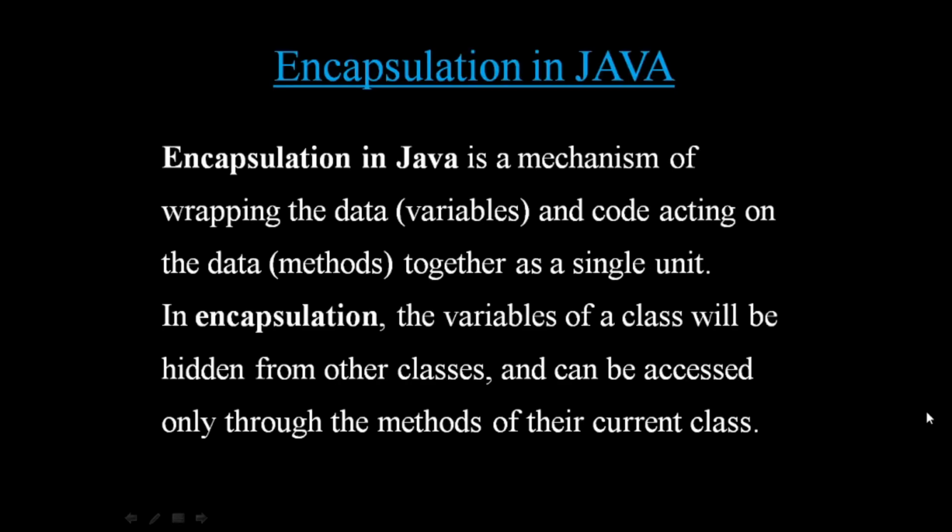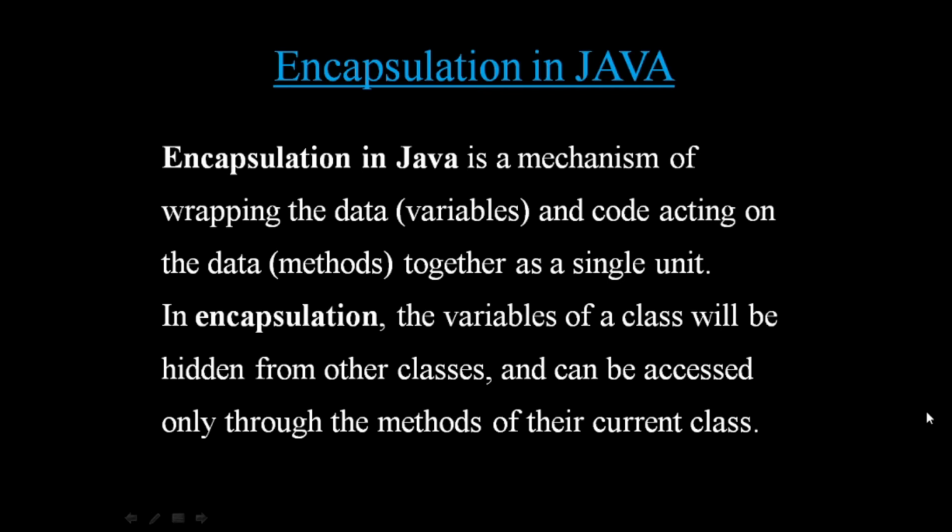Starting with the first concept, that is encapsulation. It is the mechanism of wrapping the data, say the variables, and the code acting on it, say the methods, together as a single unit. The variables of a class will be hidden from other classes and can be accessed only through the methods of the current class by using the getter and setter methods.